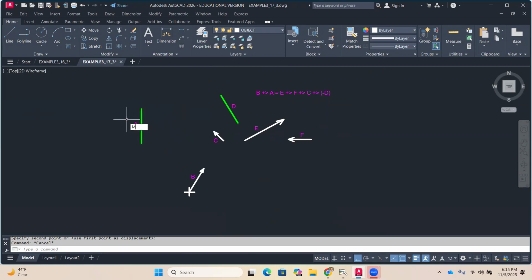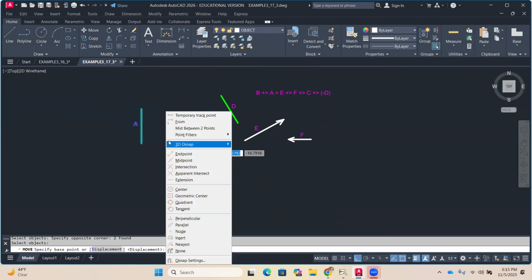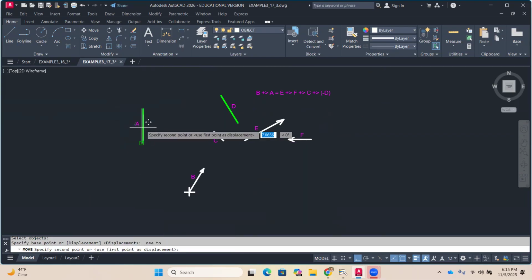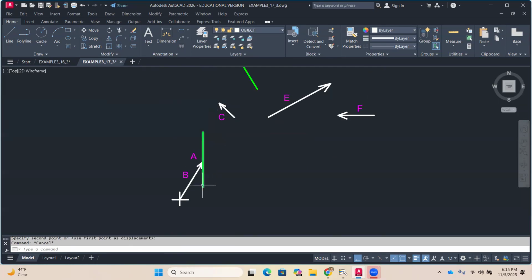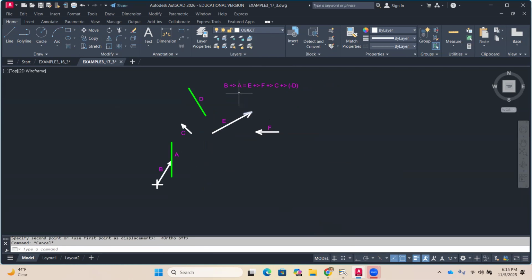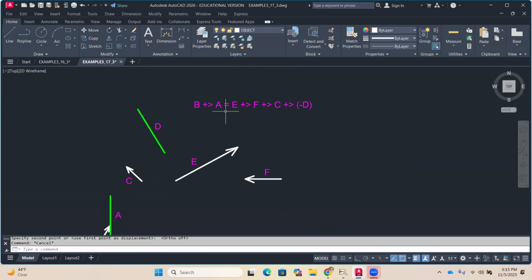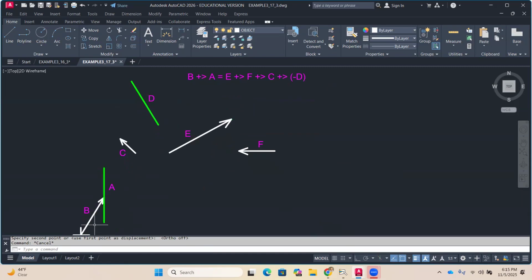I'm going to move A, and I don't know if it's going to go up from the end of B or down from the end of B. So I'm just going to do a nearest here, kind of in the middle-ish of that line, and place it on the end point of B. And I might move this over a little bit. That's representing A. So now as I look at my equation, I've taken care of both B and A on the left-hand side of my equation.